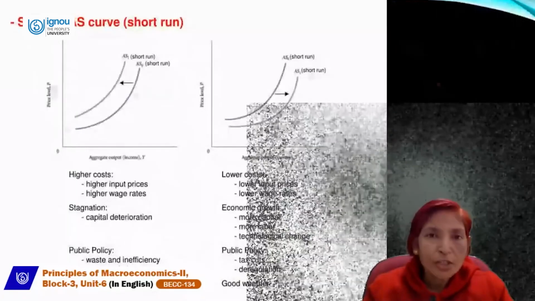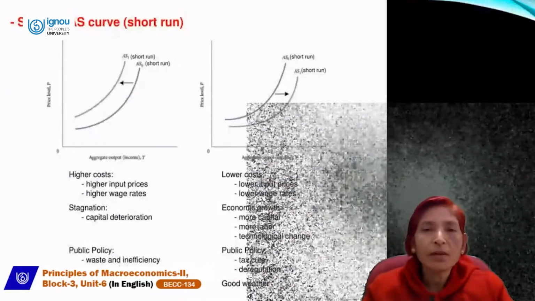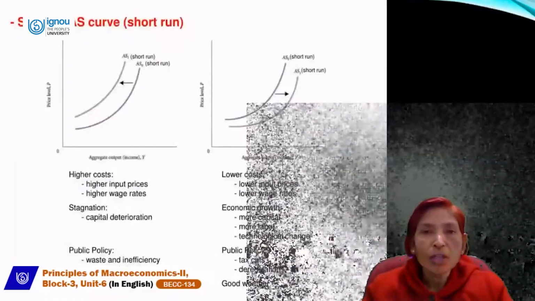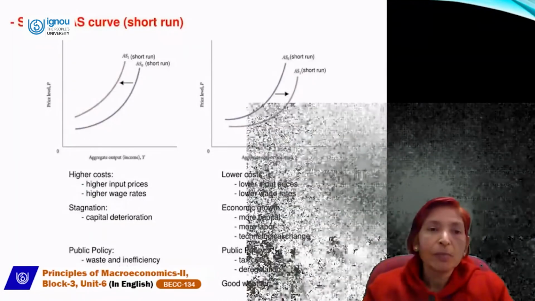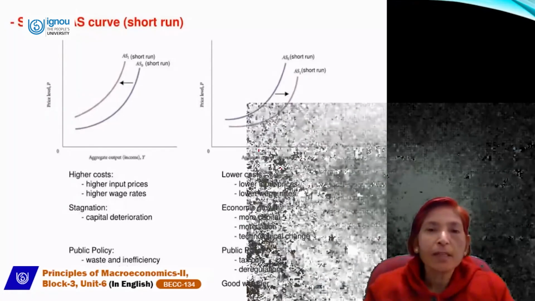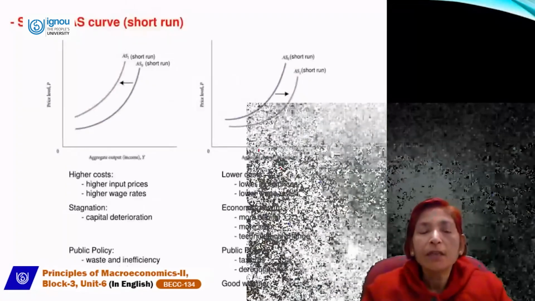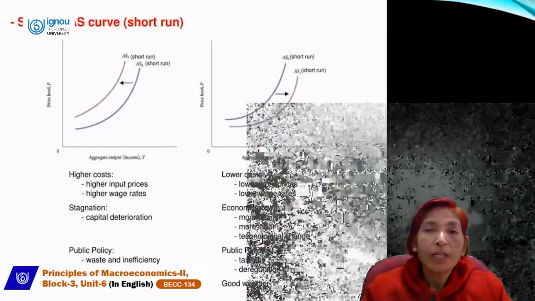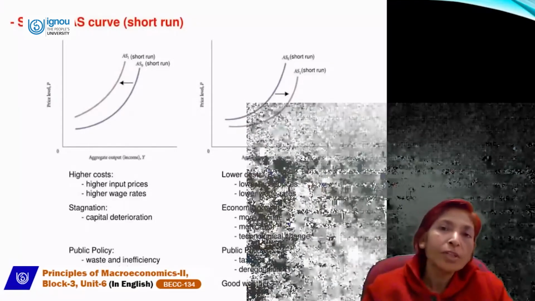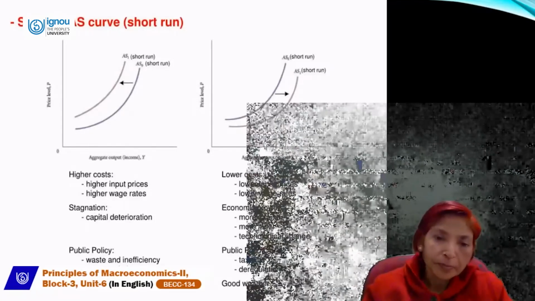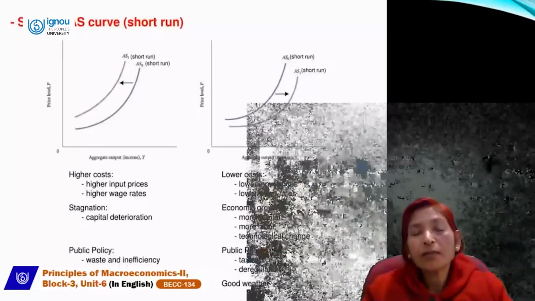If there is any shift in aggregate supply, that is called supply shocks or aggregate supply shocks. It can shift to the right hand side if there is an increase in supply of goods and services. But if there is a decrease in supply of goods and services, then the curve will shift to the left hand side. And why does the aggregate supply curve shift?